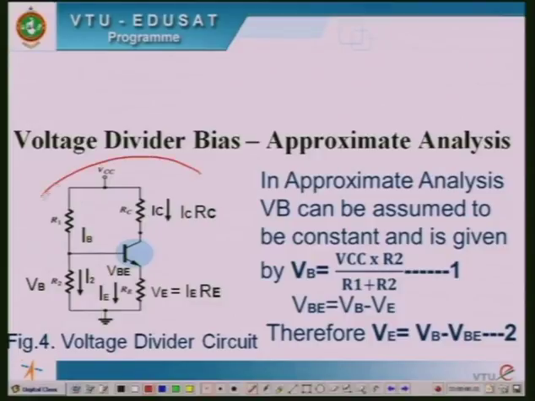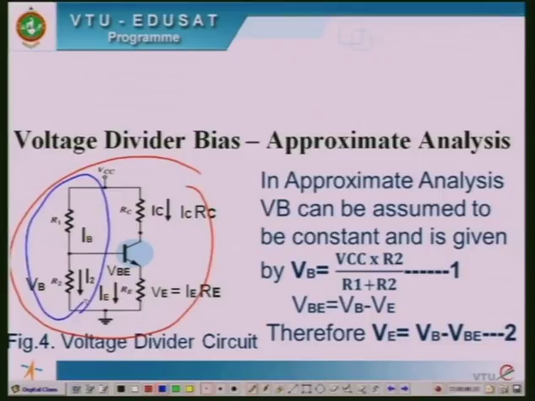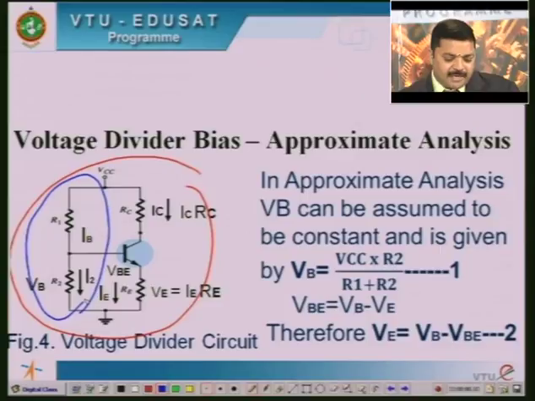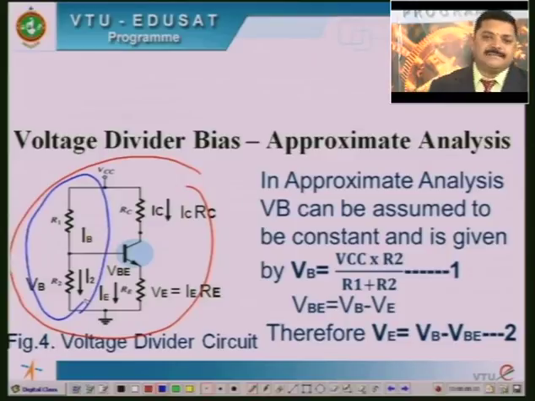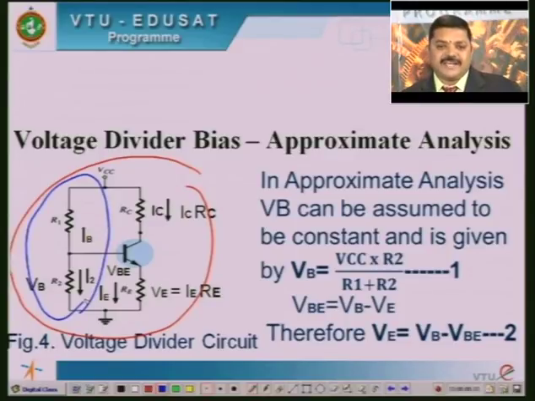So, this is a voltage divider bias circuit, wherein this acts as a voltage divider network. The base is connected by the voltage divider network, therefore, it is called voltage divider biasing. And for approximate analysis, we will be assuming that IC is approximately equal to IE, right.